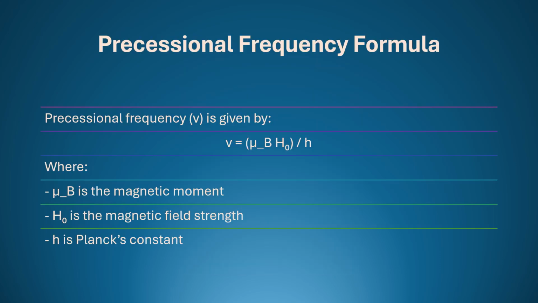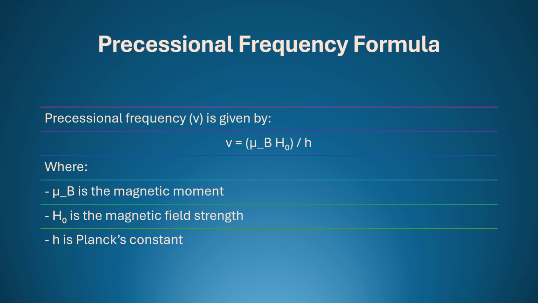Now, let's discuss the concept of precessional frequency in nuclear magnetic resonance, NMR. When a nucleus with a magnetic moment, mu B, is placed in an external magnetic field, H0, it experiences a torque that causes it to precess around the axis of the applied field. This precessional motion occurs at a specific frequency, known as the Larmor frequency, which is given by the equation nu equals mu B H0 over h, where mu B is the magnetic moment of the nucleus, H0 is the strength of the applied magnetic field, and h is Planck's constant.